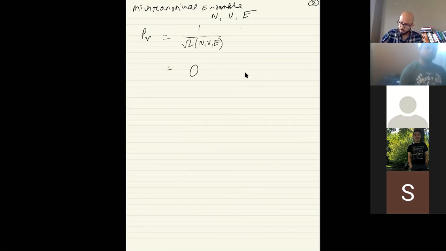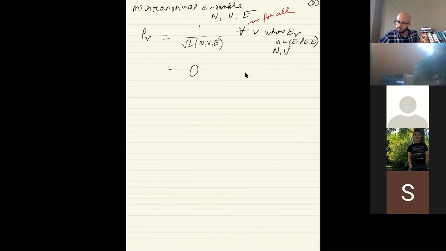When will it be constant? Another symbol I will use a lot is this inverted A, which means for all. Instead of writing for all, I will use the mathematical symbol inverted A. So for all microstates where E nu is in E minus dE to E, and number and volume are consistent with what you have specified, and 0 otherwise. So it's really a boring thing. There's nothing profound here.